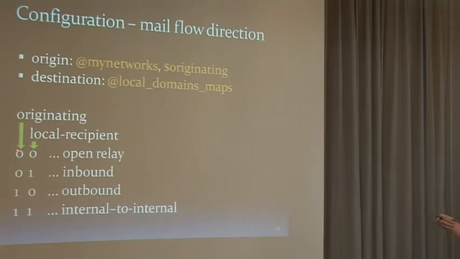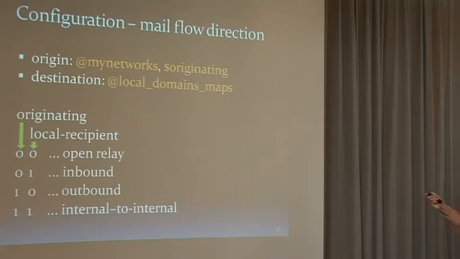So if it is not coming from internal networks, that means it is coming from outside, and it is going to outside. This can't happen. Nowadays it can't happen. It used to happen 20 years ago when people didn't care about it. But the other three cases are common. Mail is inbound if it has local recipient and it is coming from outside. Mail is outbound if it is coming from inside and it is not going to local recipients. And it is internal to internal when both apply.